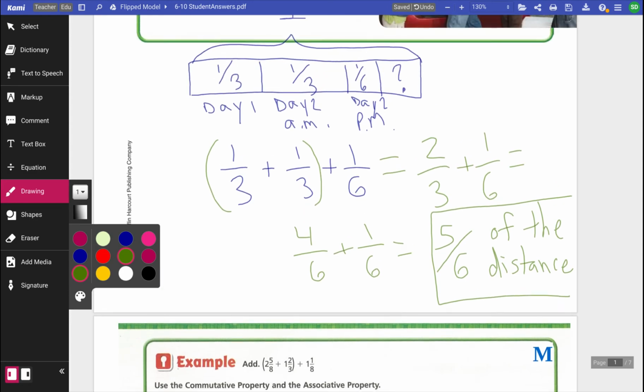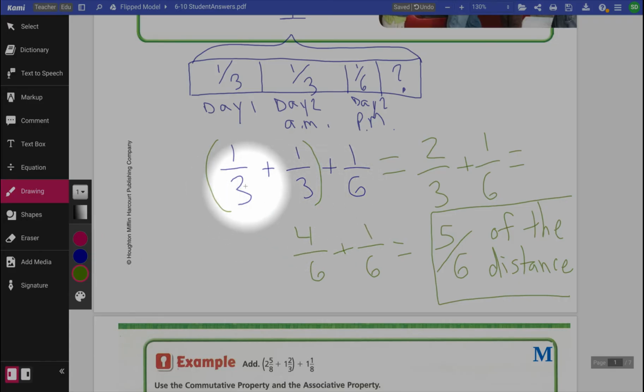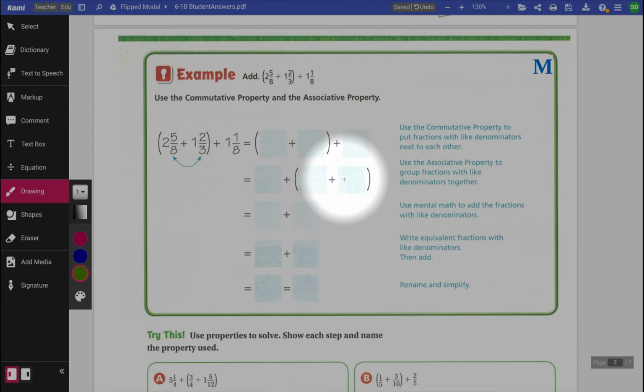All right, so you can group these numbers however you need to make it simple. So let's look at another one. There's no word problem here. This is just a straight up problem that we can look at and see if we can group a little bit better. So they want us to find the sum of 2 and 5/8 plus 1 2/3, and then add that sum, that answer, to 1 and 1/8.